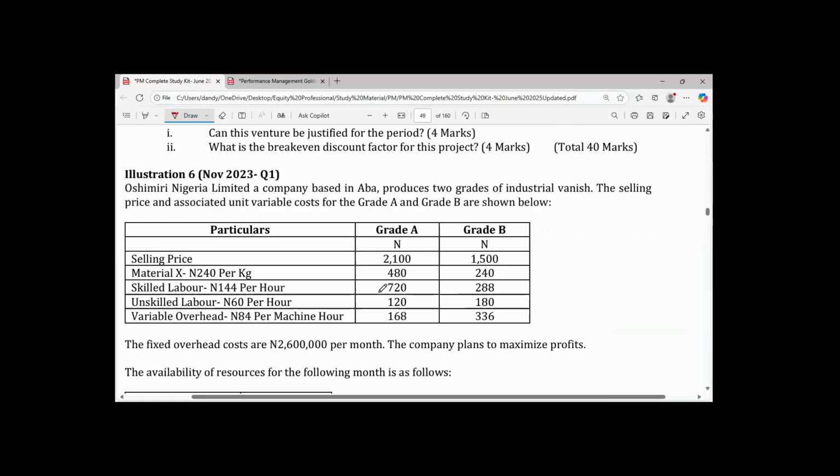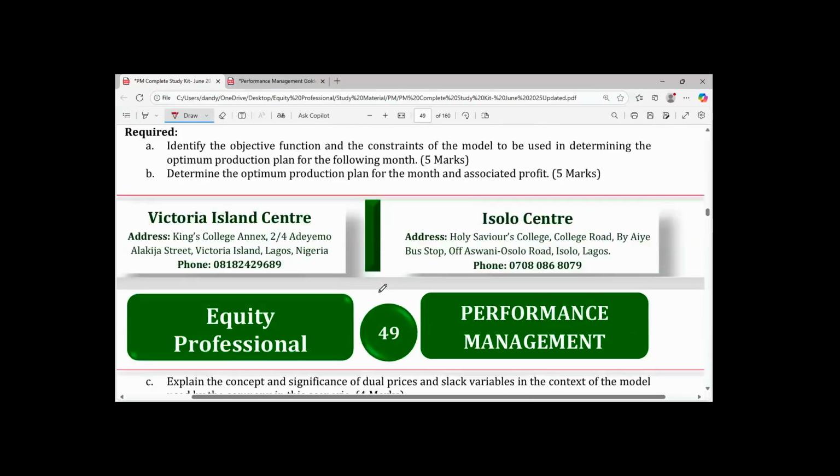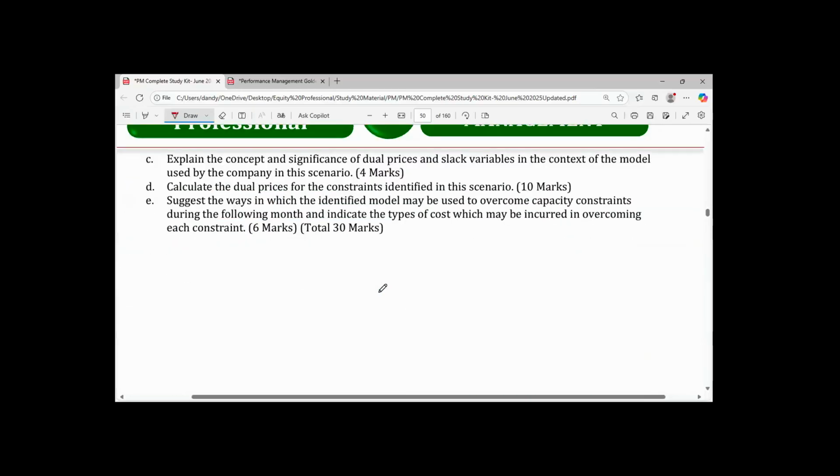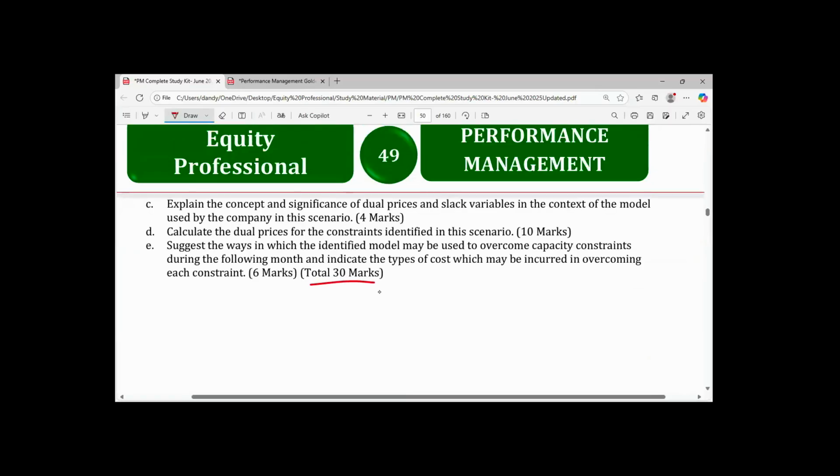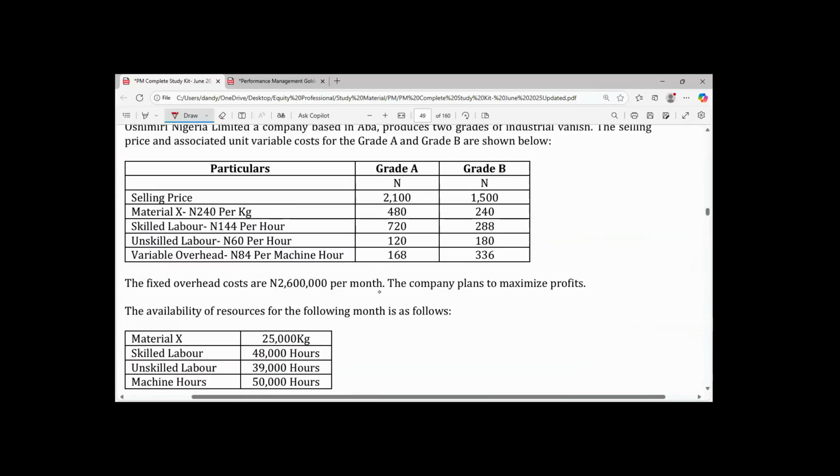All right, so let's solve this illustration number 6. Okay, 30 marks. It's a compulsory question when it was tested. That was about 2-3 diets ago, thereabout.